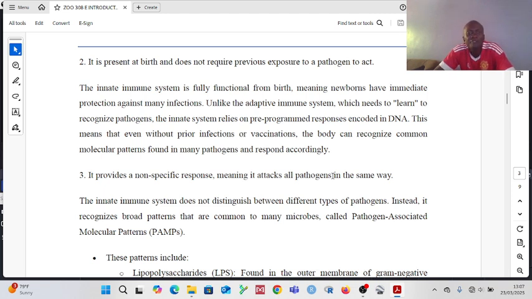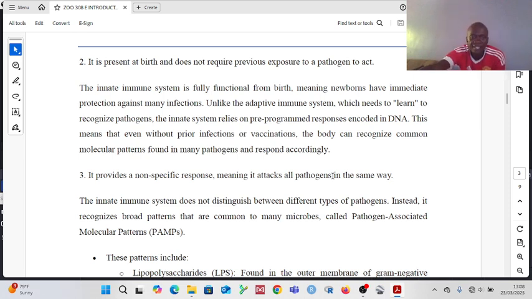So the innate system is fully functional from birth. So if you have a newborn, they are immediately protected against many infections because watakuwa na ngozi. Okay, watakuwa na all these barriers, all these chemicals that we've seen. A child is born with the tears, with saliva, with all the acids. Okay, so it is present at birth, and the child does not need to have had a prior infection before they have a skin. They will have the skin already. So this one does not require any previous exposure to a pathogen.